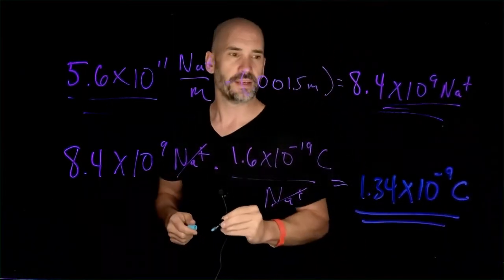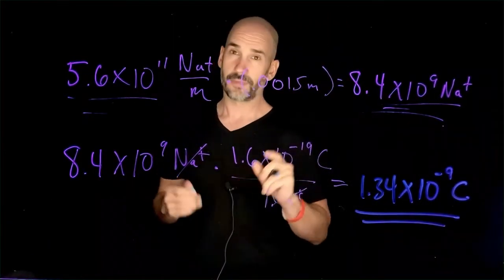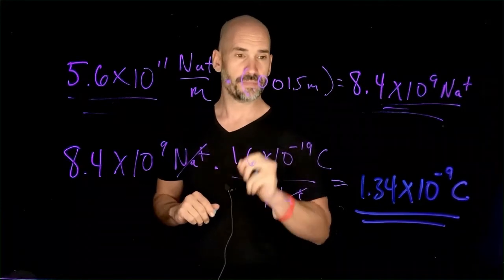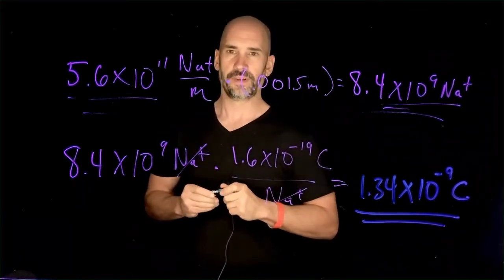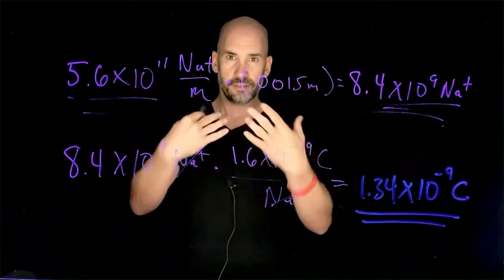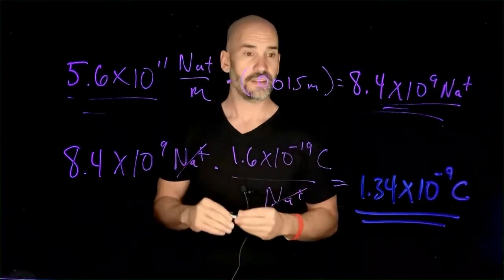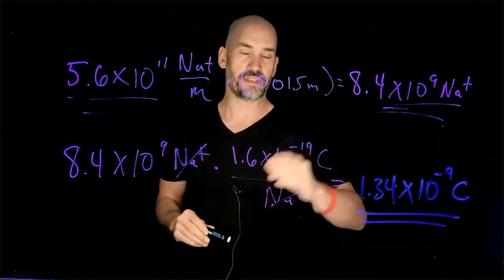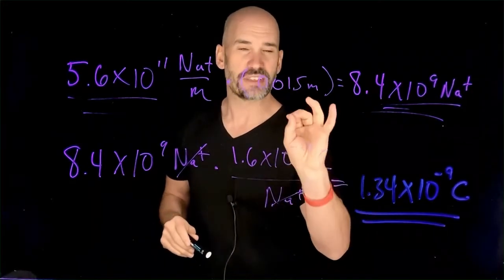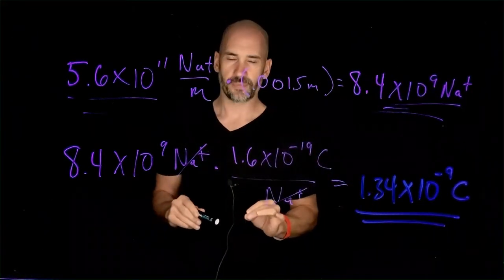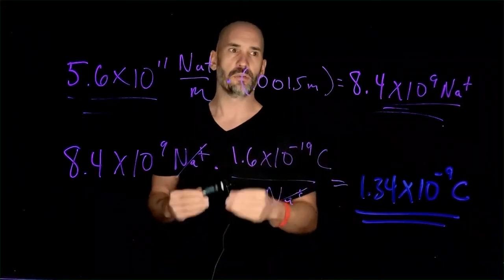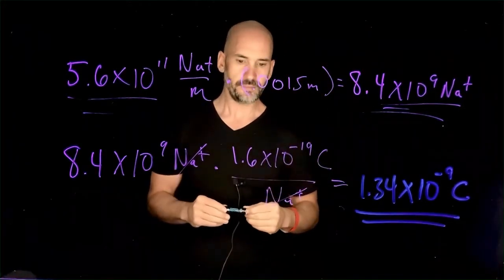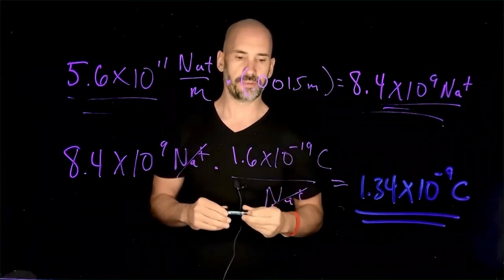And again, if you ever catch me getting something wrong, I've made mistakes before, feel free to shoot me an email, but I'm pretty sure that's the right answer. In that neuron, in that axon, there is a flush of 1.34 times 10 to the minus 9 coulombs, which is different than the number of ions, okay? In general, we care more about the amount of charge than we do the number of ions. And we'll see why later in the course, okay?